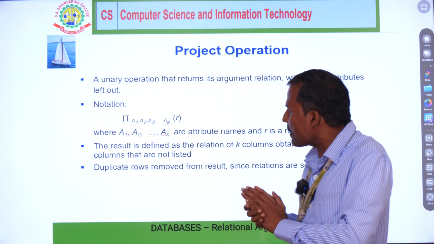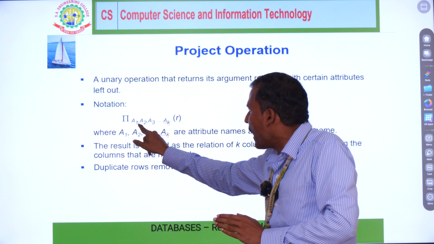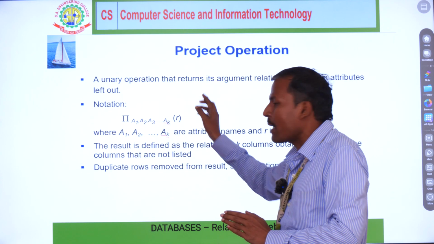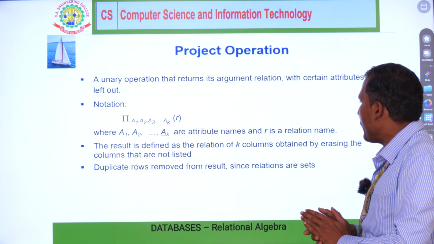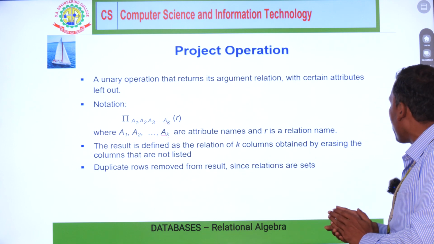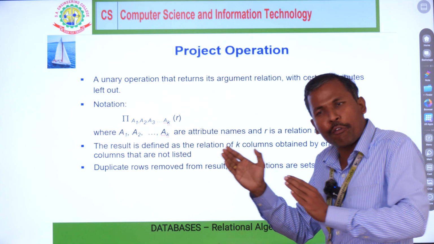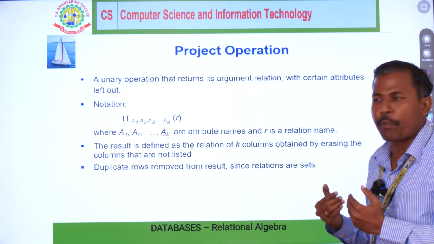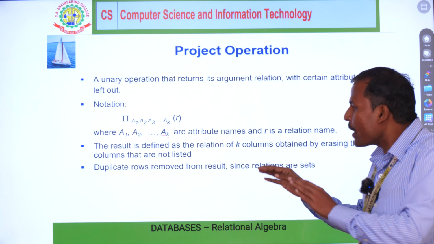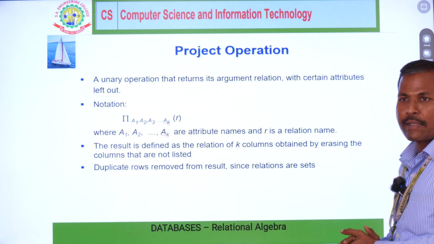The project operator is denoted by pi, and this is the notation: pi, A1, A2, A3 up to AK are the attributes, and small r is the relation. The result is defined as the relation of k columns obtained by erasing the columns that are not listed. If I want to leave out a few columns, I have to go for the project operation. The result of a project operation will have only unique rows. Duplicate rows will be removed from the result since relations are sets.